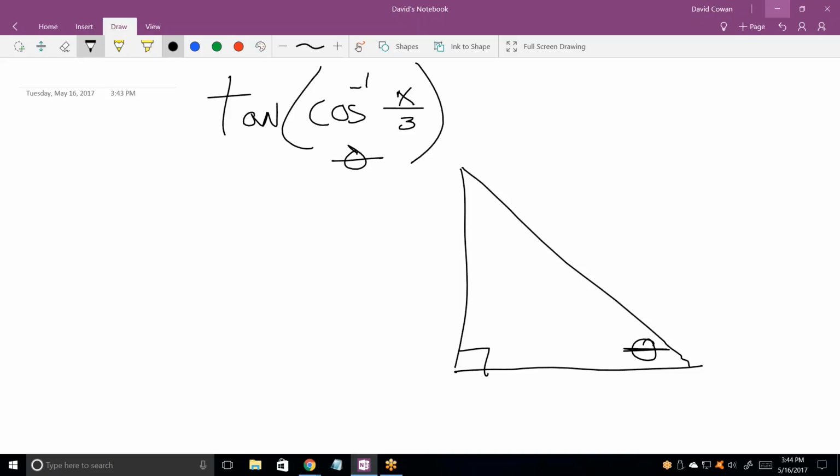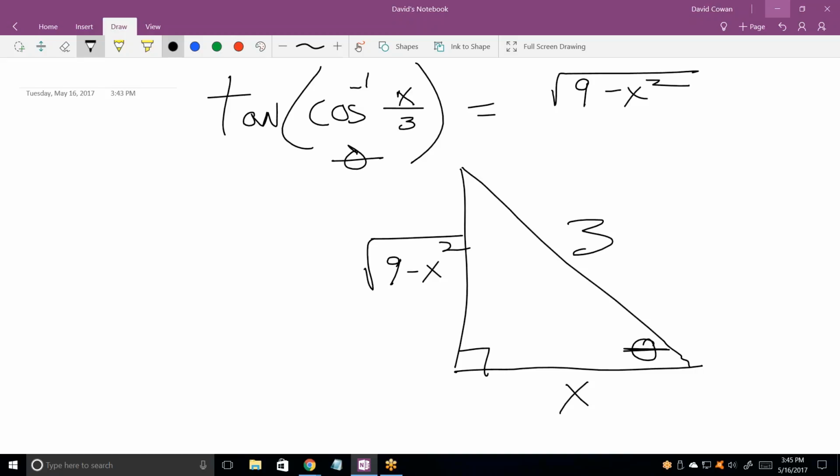The adjacent side would be x, and the hypotenuse would be 3. Making the opposite side square root of 9 minus x squared. Now, what's the tangent of theta? Equals root 9 minus x squared over x. And that's it? Yep. And notice here, we really couldn't figure out theta even if we wanted to.